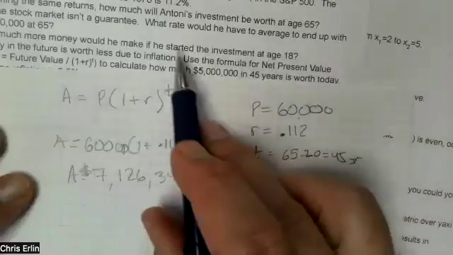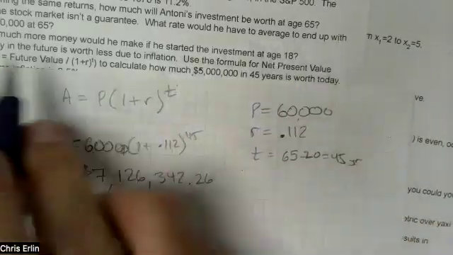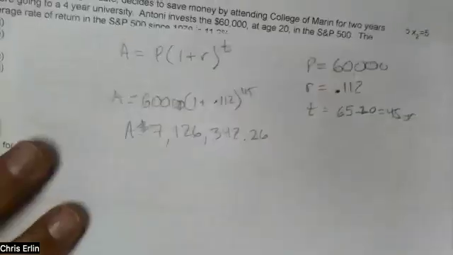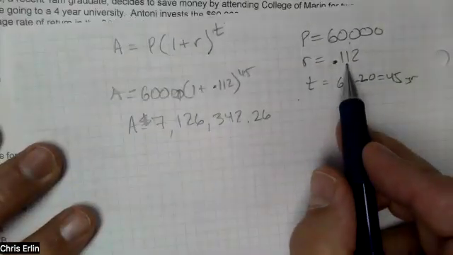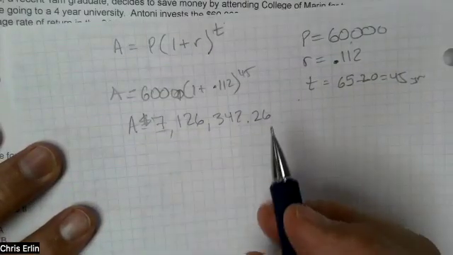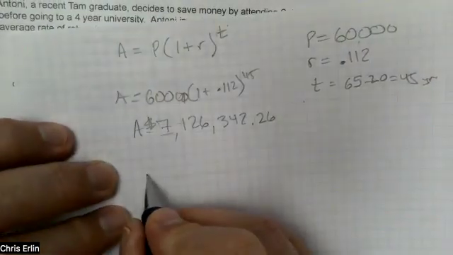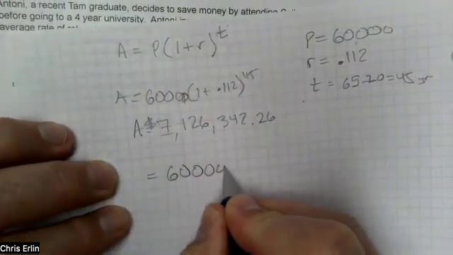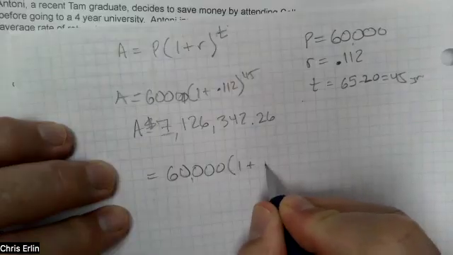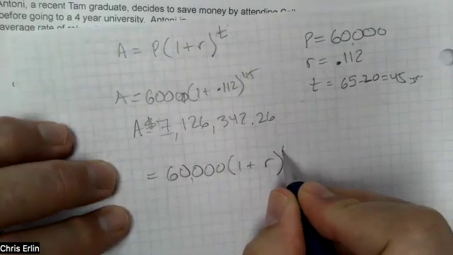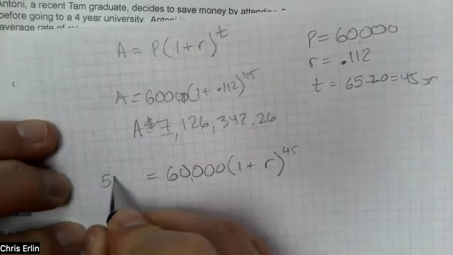But the stock market isn't a guarantee. What rate would he have to average to end up with $5 million at 65? In other words, he can earn less than 11% and still get 5 million because now he's targeting to get 7 million. So again, if I start with $60,000, 1 plus R to the 45, but I want to find out when that equals 5 million.